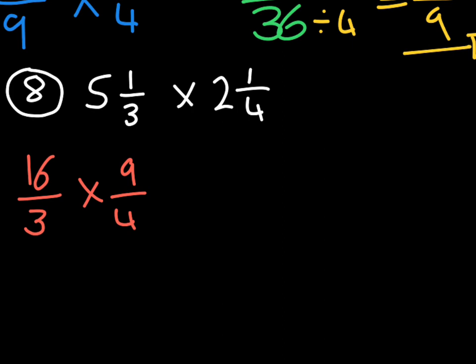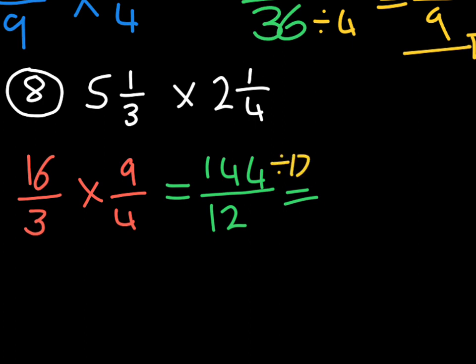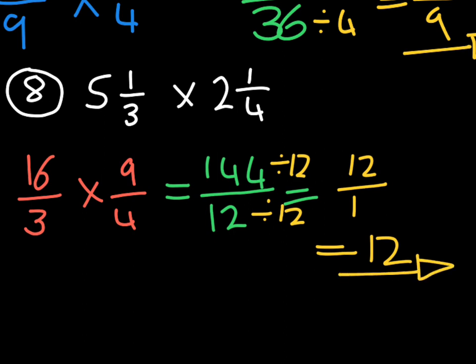Next is simple fraction multiplication. So 9 times 16 gives us 144, and 3 times 4 gives us 12. Now we can see that 12 goes into both 144 as well as 12, so we can divide both the numerator and the denominator by 12. So 144 divided by 12 gives us 12, and 12 divided by 12 gives us 1. So our final answer for question number 8 is 12.